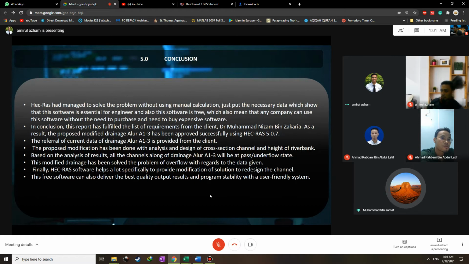In conclusion, this report has fulfilled the list of requirements from the client, Dr. Muhammad Nizam bin Zakaria. As a result, the proposed modified drainage Alur A1-3 has been approved successfully using HEC-RAS 5.0.7. Finally, HEC-RAS software helps a lot, especially to provide the modification of the solution to redesign the channel. This free software can also deliver the best quality output result and program stability with a user-friendly system. Okay, that's all for our group.